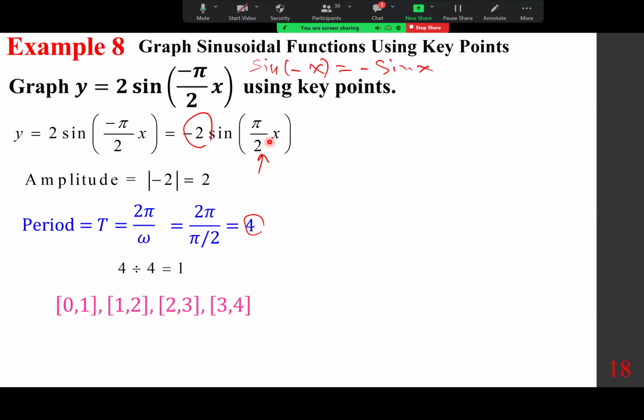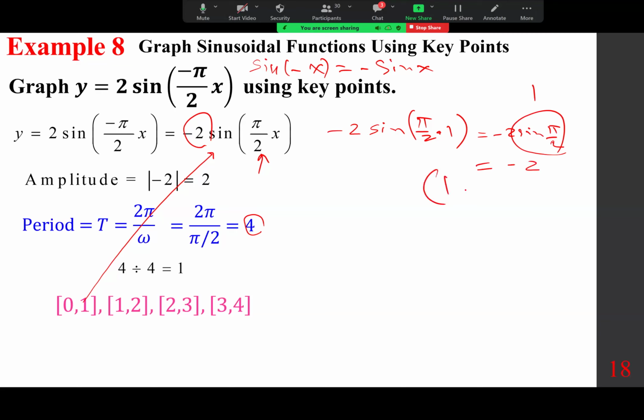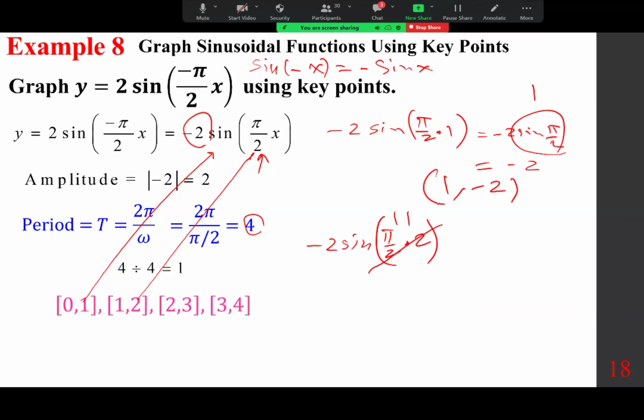So if we go with this one, if you plug in 0, sine of 0 is 0, so 0 gives you 0. But let's say 1, for example. If I put 1 in here, I get minus 2 sine of pi over 2 times 1, which is sine of pi over 2, which is 1, so we get negative 2. That means we have the pair 1 comma negative 2. Let's plug in 2. Minus 2 sine of pi over 2 times 2. This is pi, sine of pi is 0. So we get 2, 0.